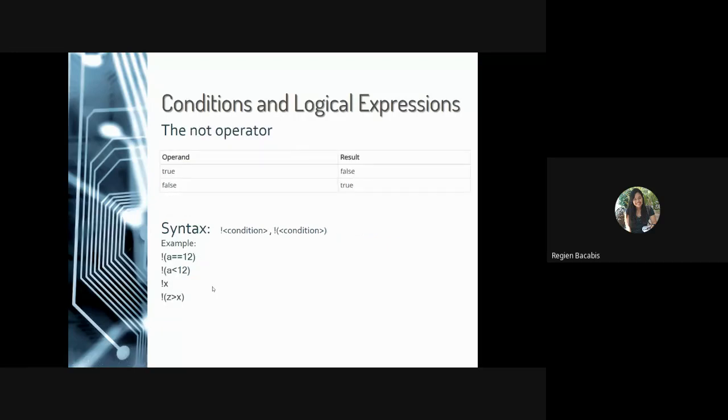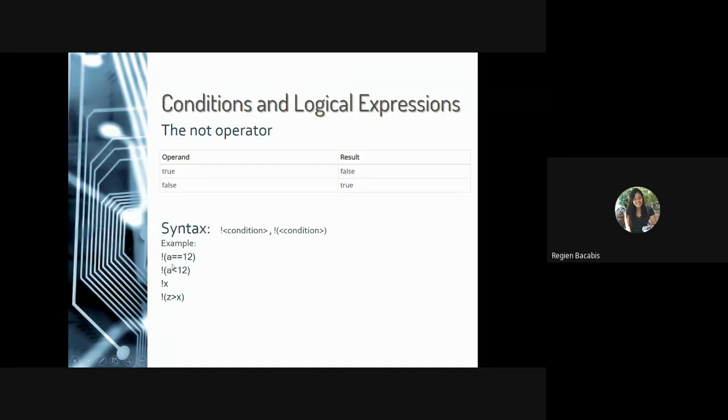And lastly, the not operator. So, the not operator is just to test if a condition is the opposite, no? So, kung true, himo niya ang result of false. Tapos, ang false, himo niya ang result of true. So, basically, mura niya og switch, no? Kung ang condition true, switch niya ang result into false. If ang condition is false, switch niya ang condition into true.